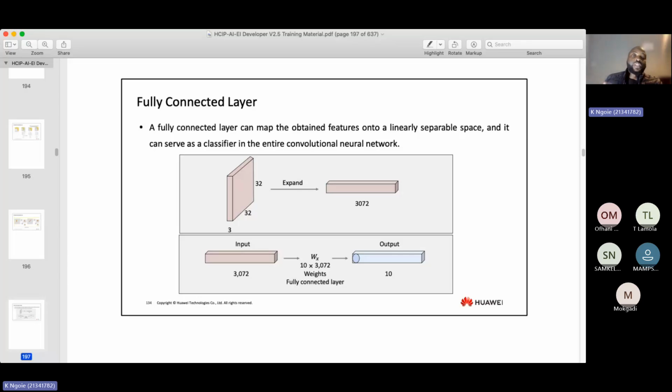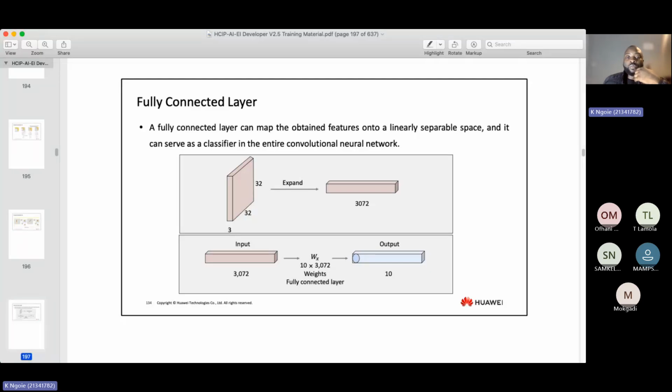And after the convolutional layer, we also spoke about the pooling layer, and then the last layer in the convolutional neural network will be the fully connected layer. The fully connected layer can map the obtained features onto a separable space, all right? It serves as the classifier for the entire convolutional neural network. It's going to determine the identity of the object, from the input to the output.